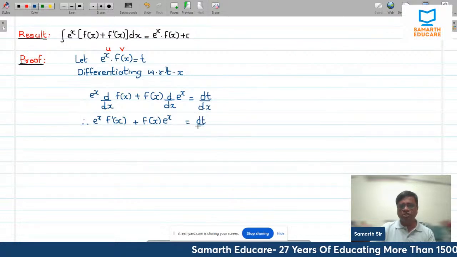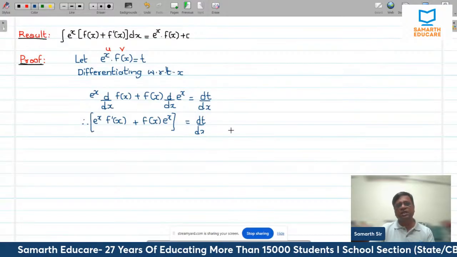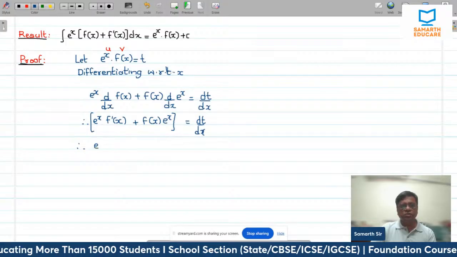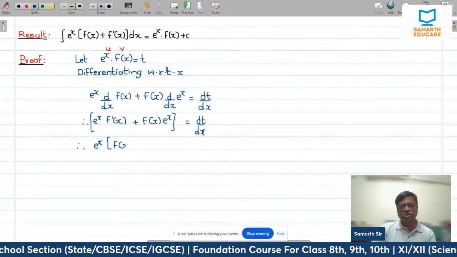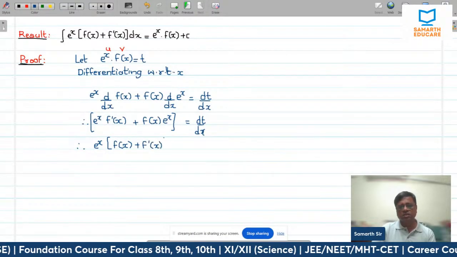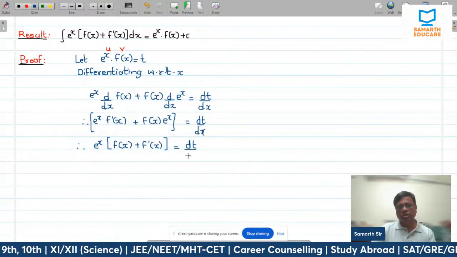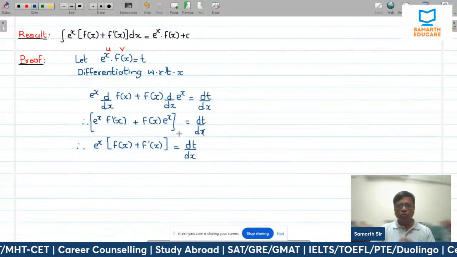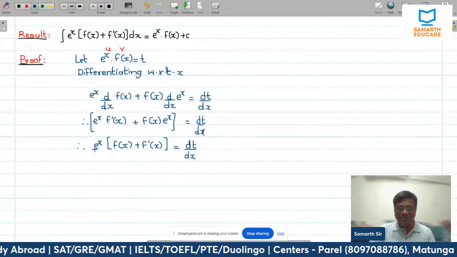Remember, we have not done substitution. If we had done substitution, here we would write dx, and on the right hand side only dt, right? Now if I take e raised to x common from the left hand side, I get f of x, I am only changing the sequence, f of x plus f dash x is equal to the derivative of t. Now what we have is the derivative of t is this.